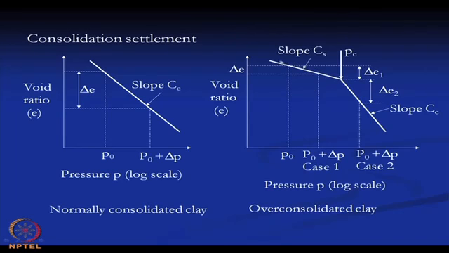Then there are two parts. One is this part whose slope gives us the CC compression index, and another is this part, below the PC value portion, whose slope is the CS. Here also, for P0 plus delta P, there will be a delta e. So here we will get delta e1 and delta e2. So basically we have two different portions.